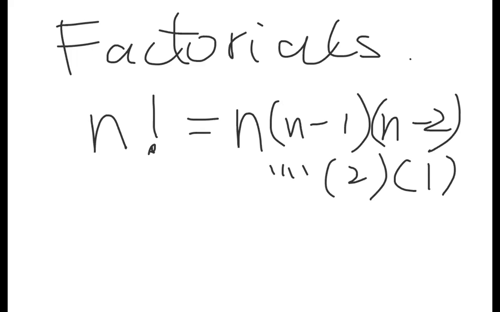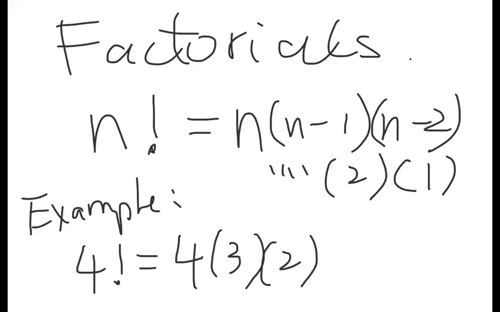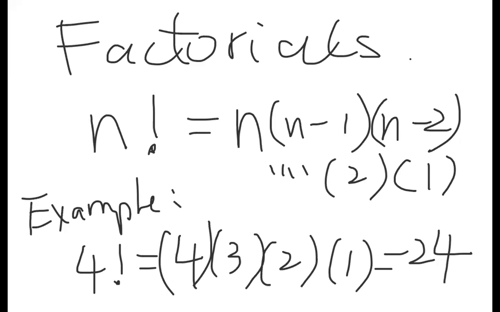Okay. So for example, if you have 4 factorial, then you start from 4 times 3 times 2 times 1. 4 times 3, you get 12. 12 times 2, you get 24. 24 times 1, you get 24. So that is the result for 4 factorial.